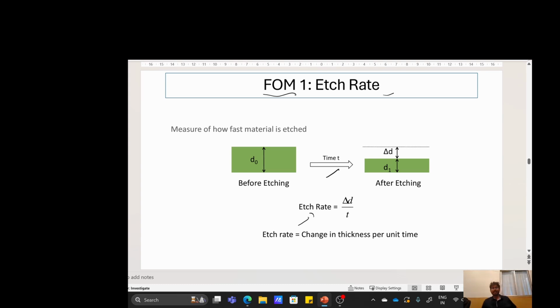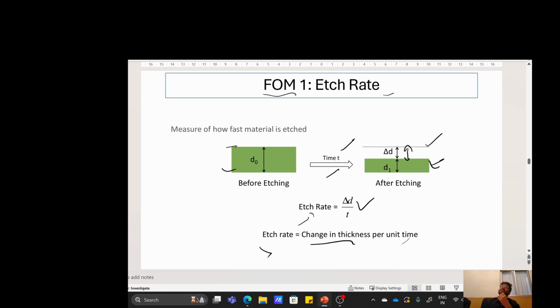Let us say that you have d naught thickness, and then you immersed this in a liquid for time t, and after that you are getting a d1 thickness. So d naught minus d1 is the delta d. This much of your resist is removed. So the etch rate is delta d by t. How much thickness is getting removed with respect to time, that is the etch rate.